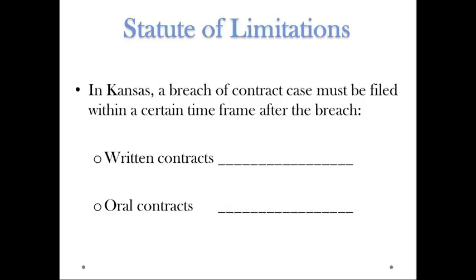5 years is a long time. It's one of the longest statutes of limitations that Kansas has. The rationale, of course, for the difference between the 5 years and 3 years is that because written contracts are in writing, there is evidence that remains, we can look at it, and that's more reliable. Oral contracts, they're not as reliable, so we're going to give a shorter time frame. Although 3 years is still a fairly significant amount of time.